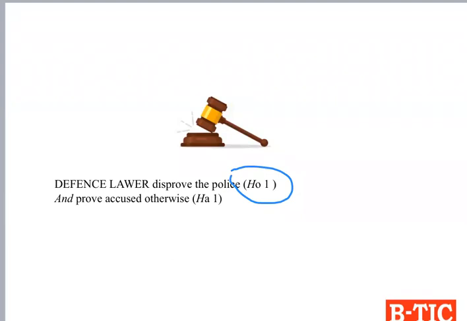Now, I think it's more clear. Let me come once again. The police would prove the accused to be the criminal, so they bring some evidence. And the defense lawyers fighting the case for the accused have to argue in two terms. Number one, they have to disprove the police. That is what I'm calling nullifying. You have to nullify what police says. You have to cancel that.